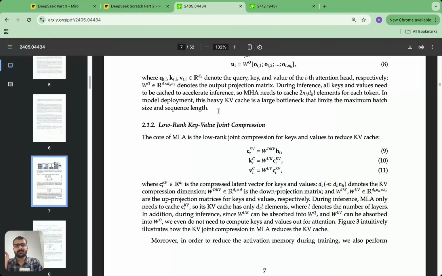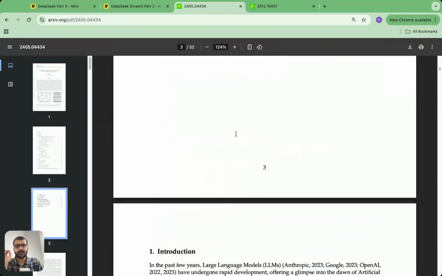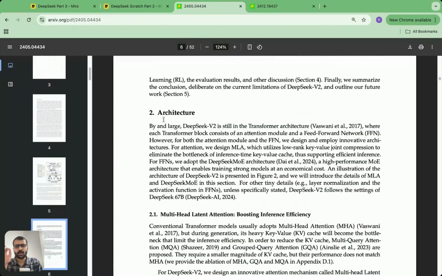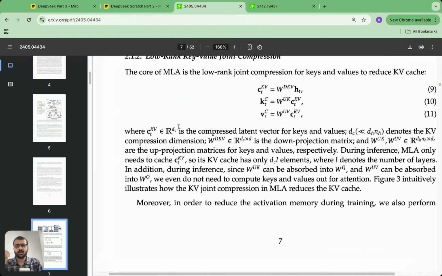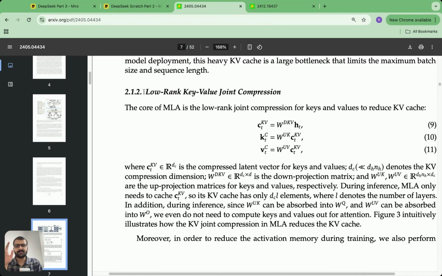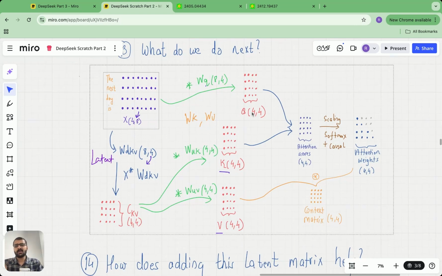So let's get started. If you take a look at the DeepSeek V2 paper, and if you scroll down below, they have a section on architecture in which they start explaining latent attention. In section 2.1.2, they mention something called low rank key value joint compression. And this is the basic version of multi-head latent attention which we have seen in one of the previous lectures. This is the basic MLA schematic. So let me just write it down over here. This is the basic MLA.